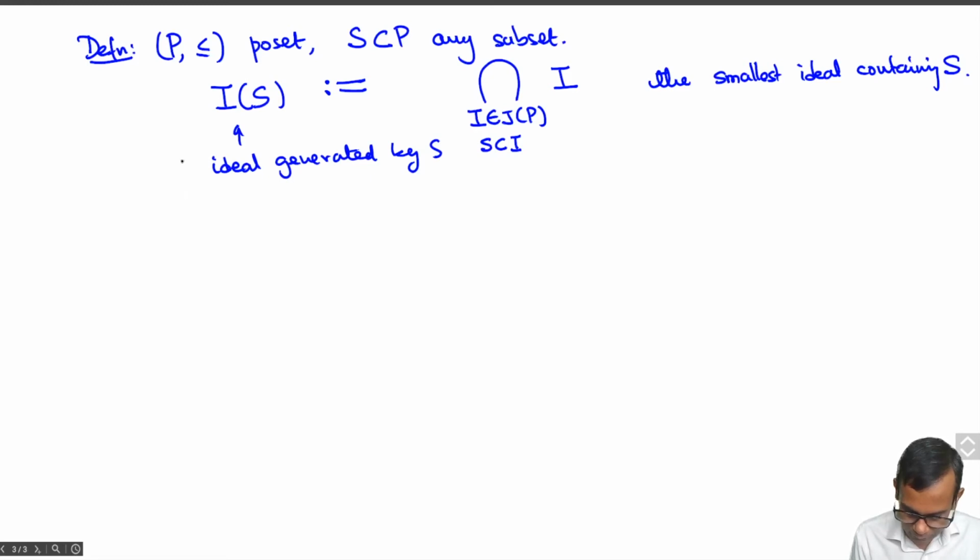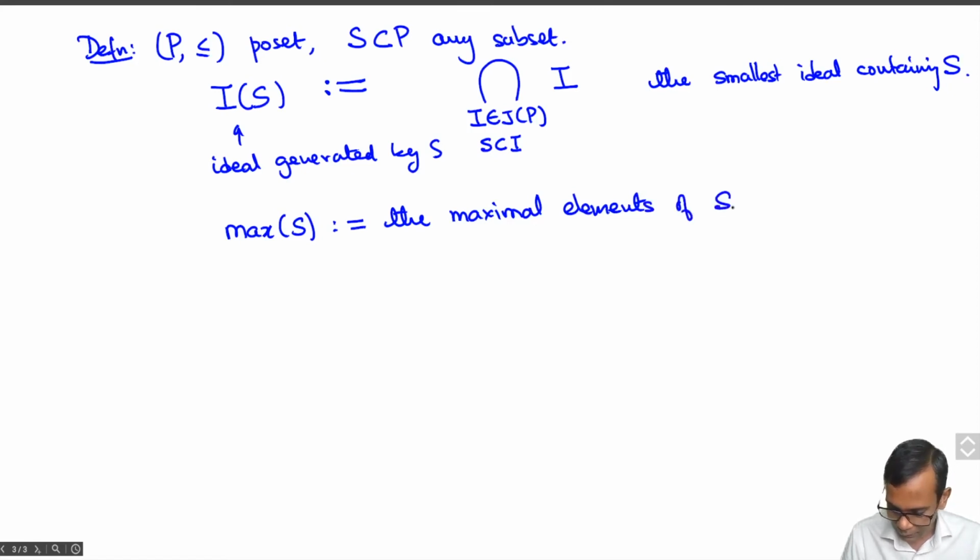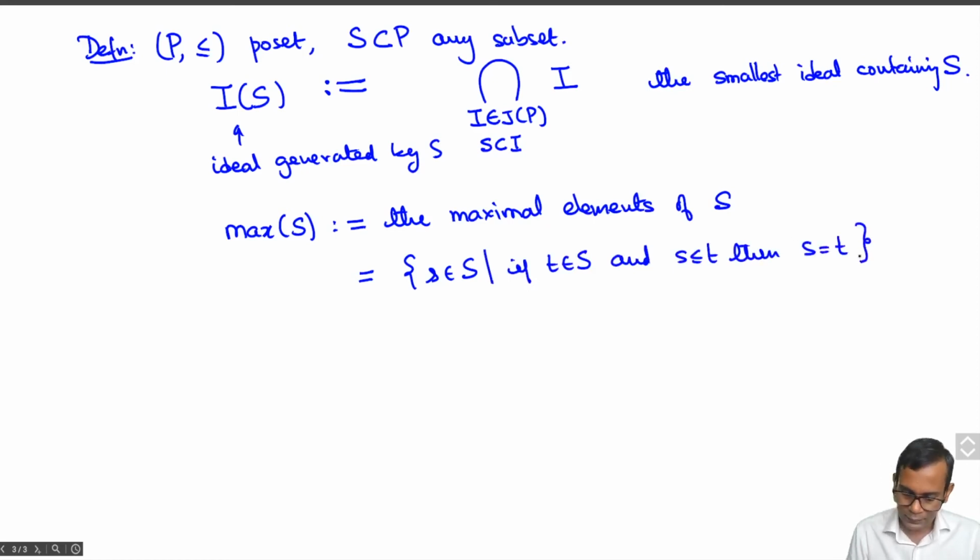Now, another thing that I will use is the notion of the set of maximal elements. So this is defined as the maximal elements of S, which means that you just treat S as an induced subposet of P and take the maximal elements of that subposet. So this turns out to be the set of all s in S, such that if t belongs to S and s is less than or equal to t, then s is equal to t. So there's no element greater than or equal to s in S except for s itself.